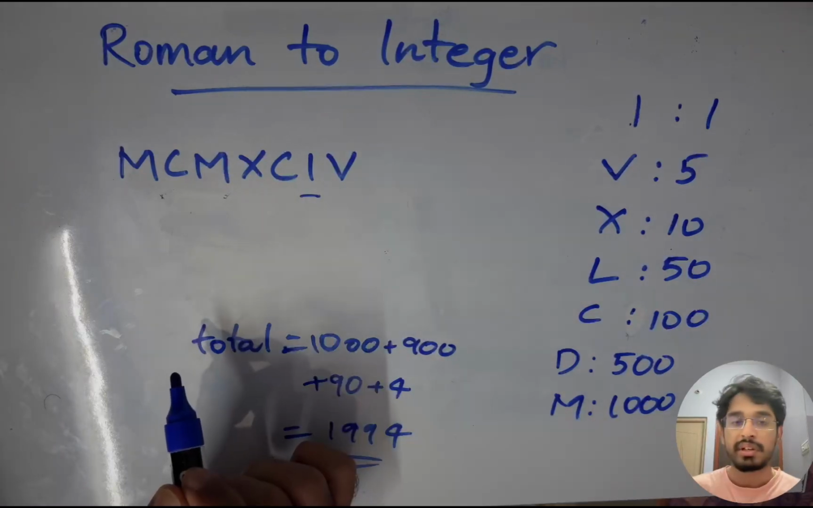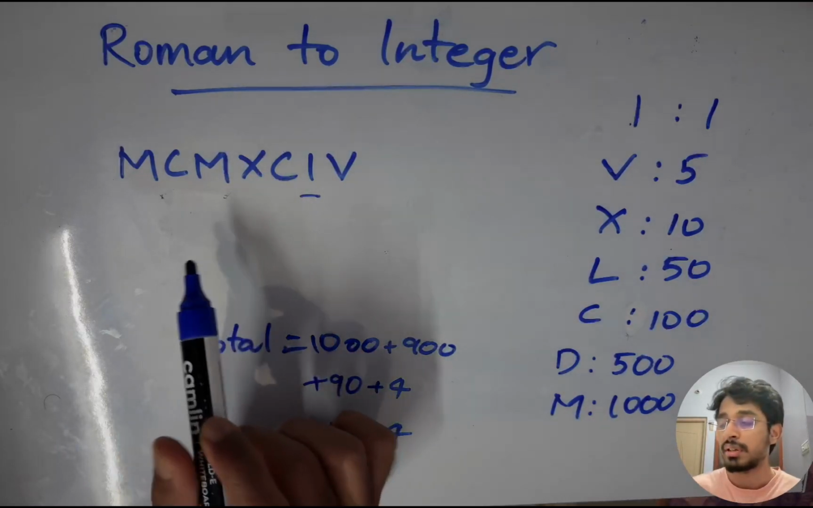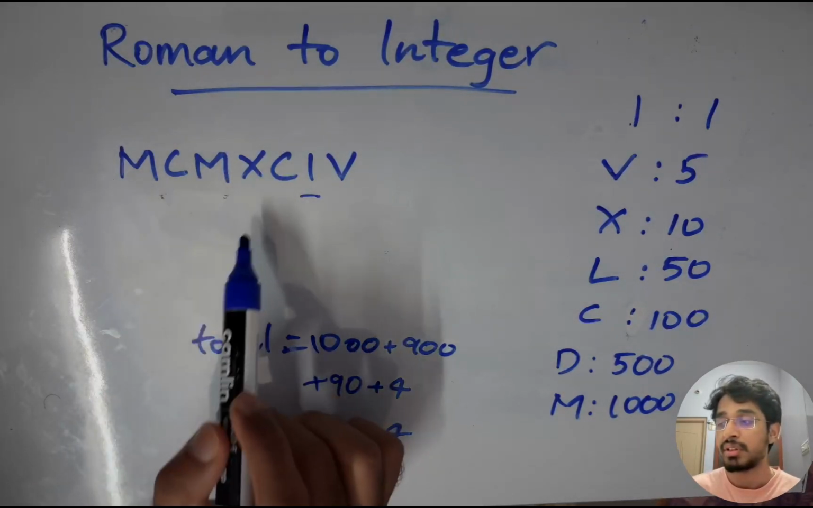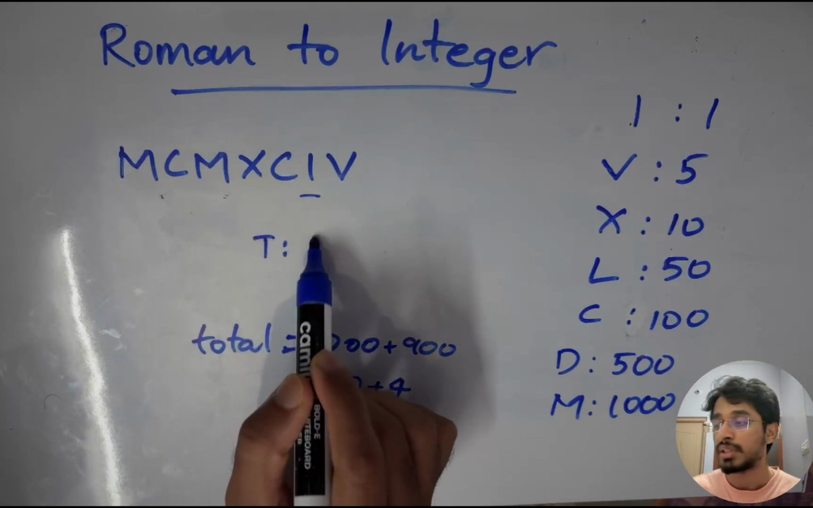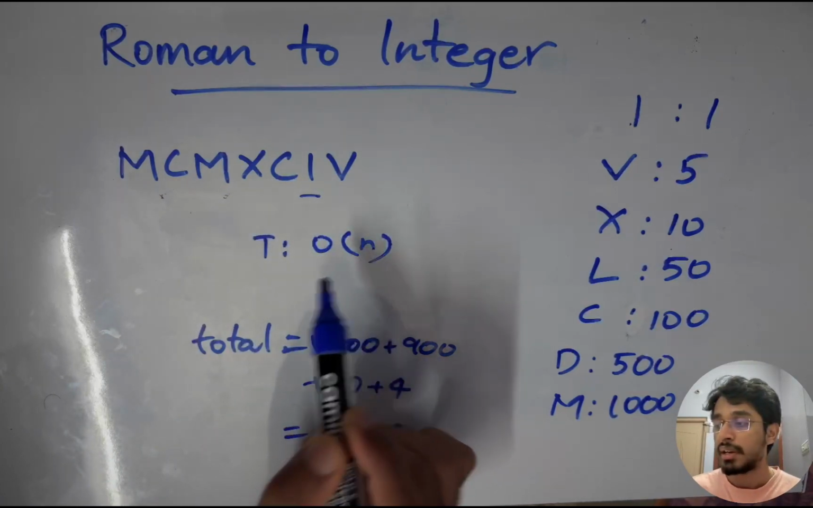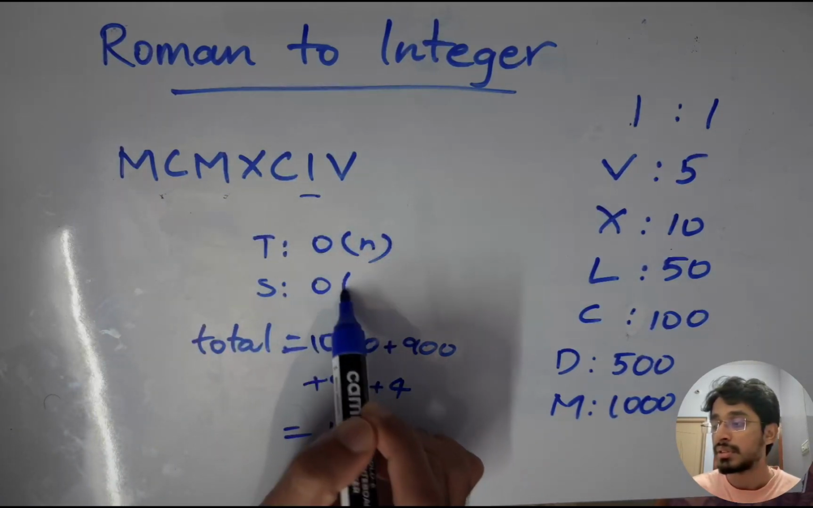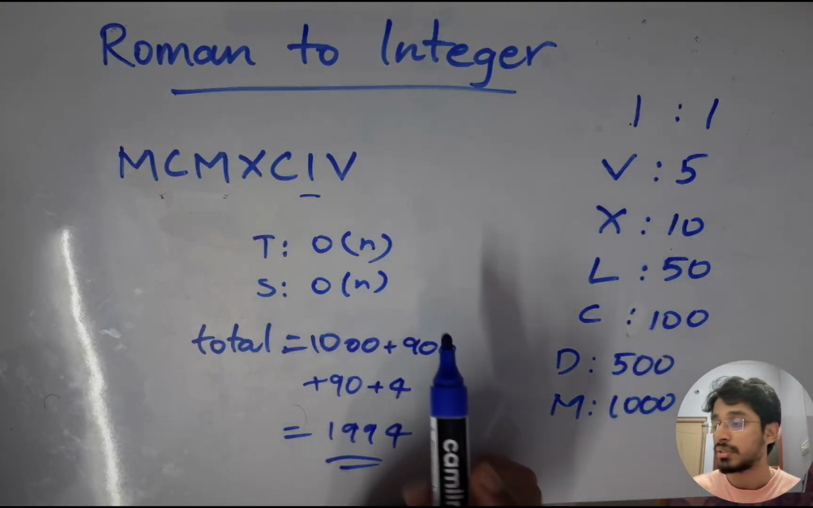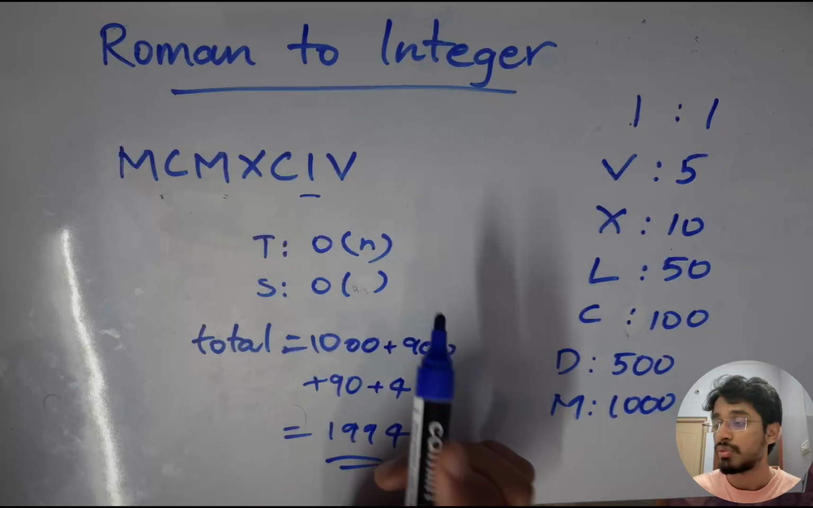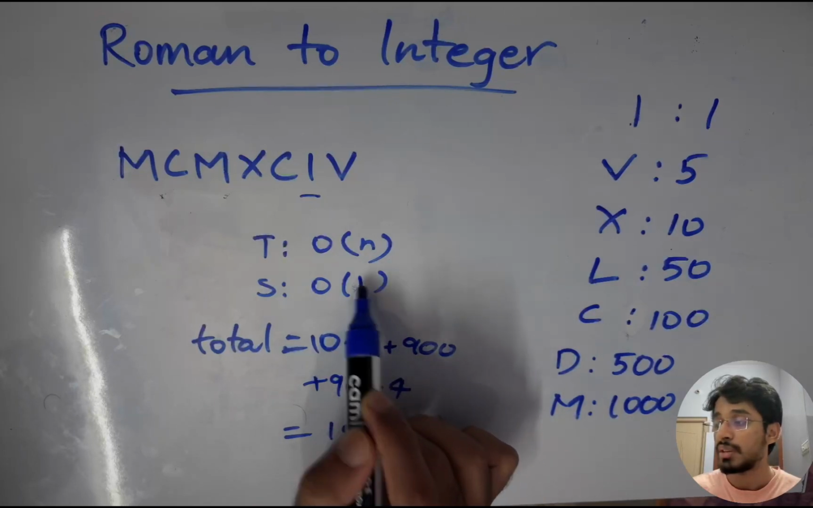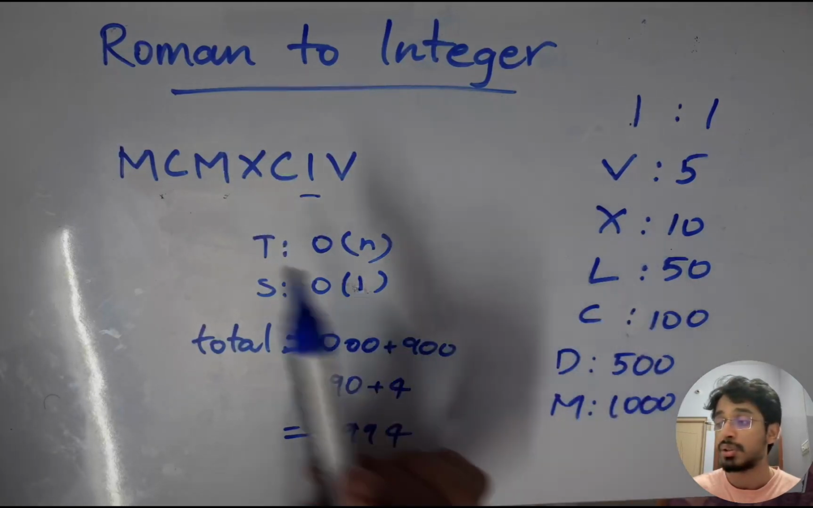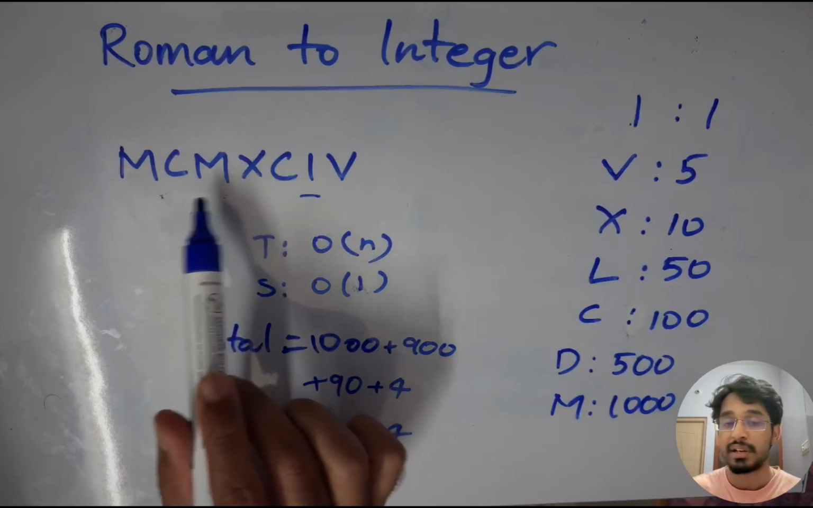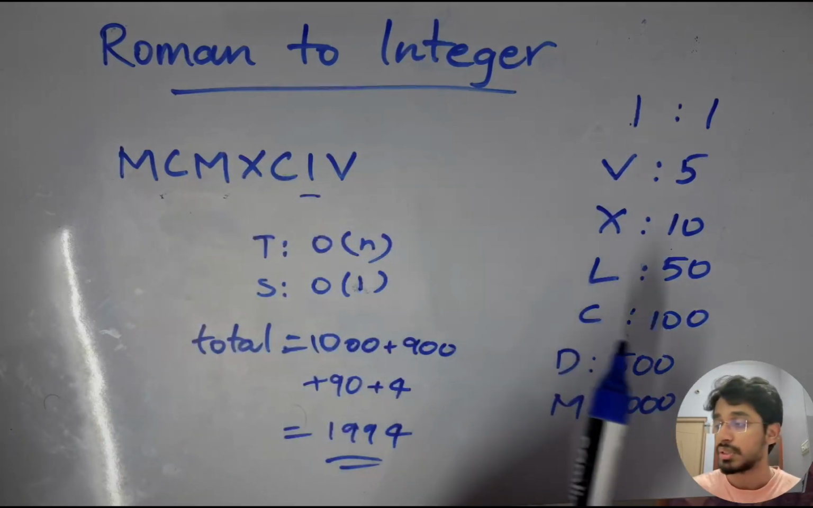So what is the time complexity involved? Since we are iterating over every single character within the given string, the time complexity is O of n. Also the space complexity, since we are creating this map over here. This space complexity is not O of n, but just O of 1, since it is not dependent on the number of characters within the string. So this will be of fixed length.